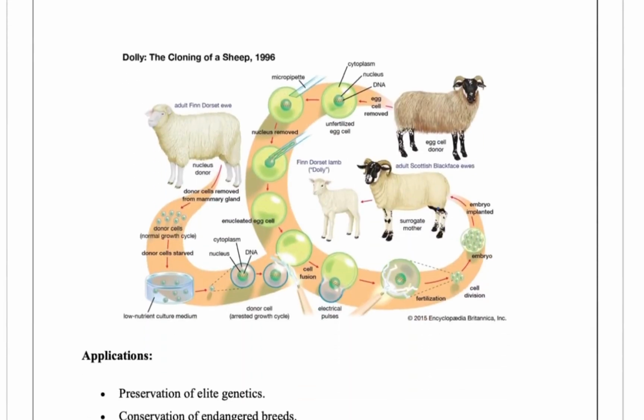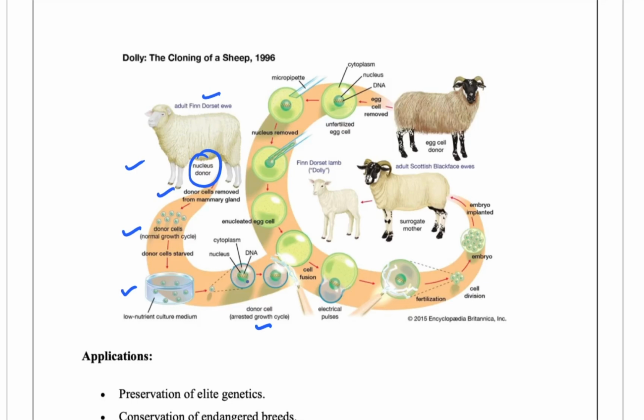In this case, what the scientists actually did was take an adult Finn Dorset ewe as the nucleus donor. Donor cells were removed from the mammary gland of this sheep, and the donor cells, instead of the normal growth cycle, were starved in a low nutrient culture medium. From there, the donor cells arrested growth, because they didn't have the nutrients, so they went into cell arrest, as you call it.